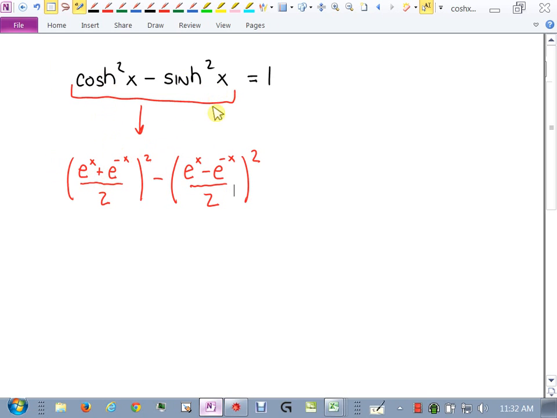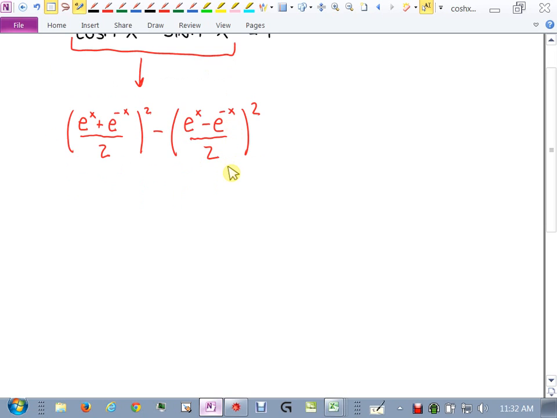Plus here, minus here, because that's sine, that's cosine. Now, at this point, what should I do? How about just square them? Just square the top and bottom on each of these. It's going to kind of suck, but we have to do it.